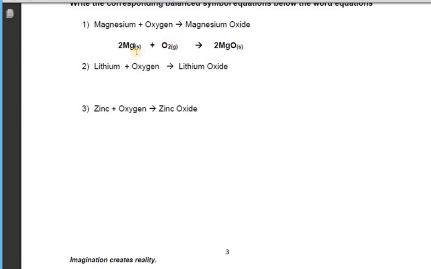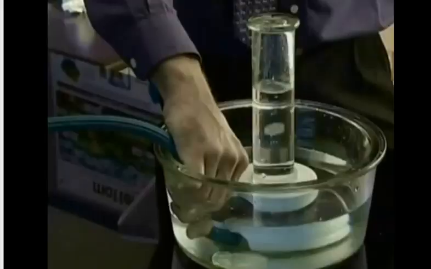Observe that magnesium is solid, oxygen is a gas. Yes, magnesium oxide is a solid. Observe how also that the equations are balanced. It's important that you balance your equations. So pause your video for just a few minutes and fill in those respective equations.